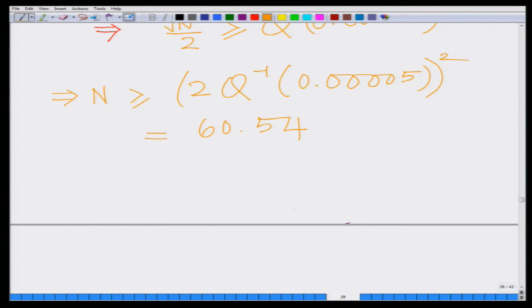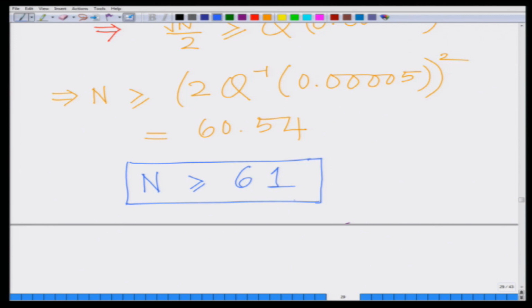Therefore, the result that we have is that n, since n is an integer, has to be greater than or equal to 61 observations, and this is an interesting result. What we have demonstrated here is basically a reliability of 99.99%. So, what is the definition of reliability?